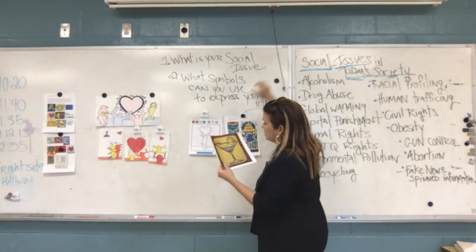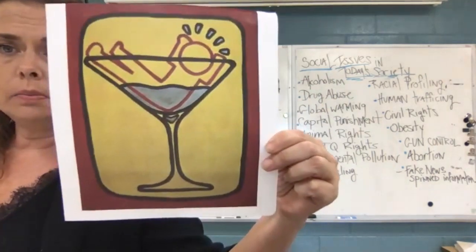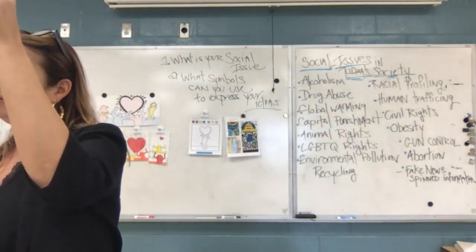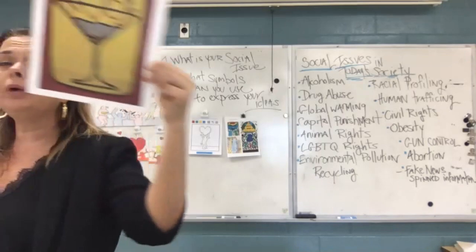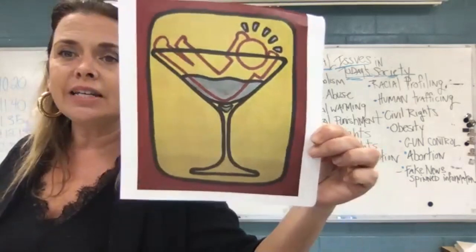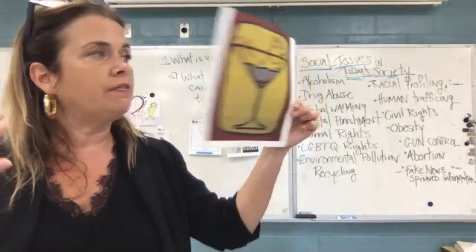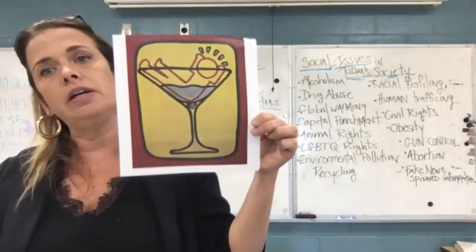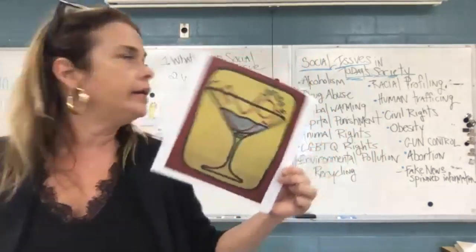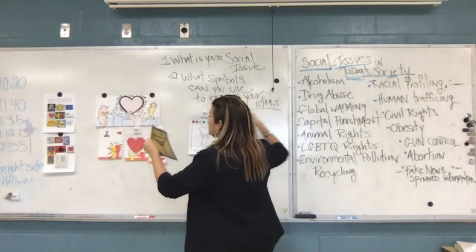I love this one. I'll hold it up. Can anybody tell what's going on here? Of course y'all are way too young to know what a martini glass looks like, but obviously context clues tell us that this is a martini glass. It could be a wine glass, and there's a figure just very simply inside of it, kind of symbolizing alcoholism, drowning your life away. So I kind of like that. That's very powerful. These don't need to be complex.